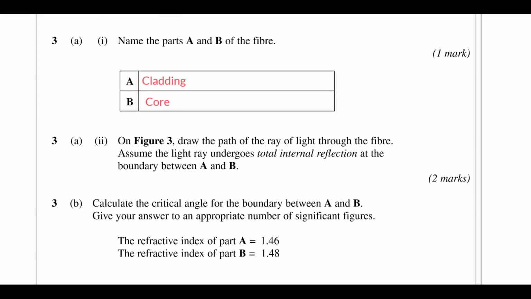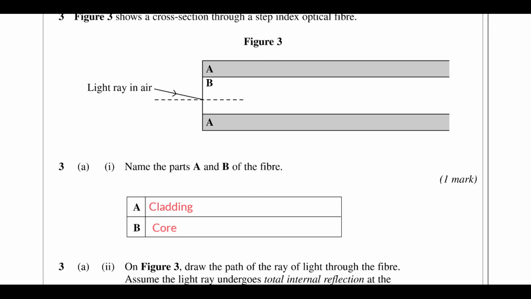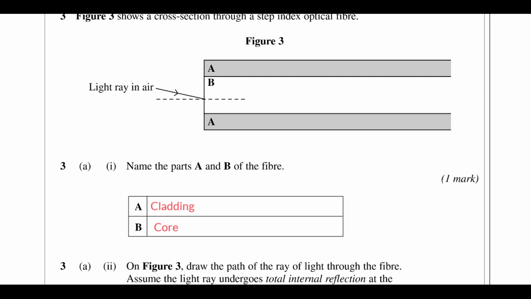All right. On figure 3, draw the path of the ray of light through the fibre. Assume the light ray undergoes total internal reflection at the boundary between A and B. Okay, so the first thing is it's starting off in air. So your core must be higher refractive index than air. So it's going to bend towards the normal. So that's what we've got there.